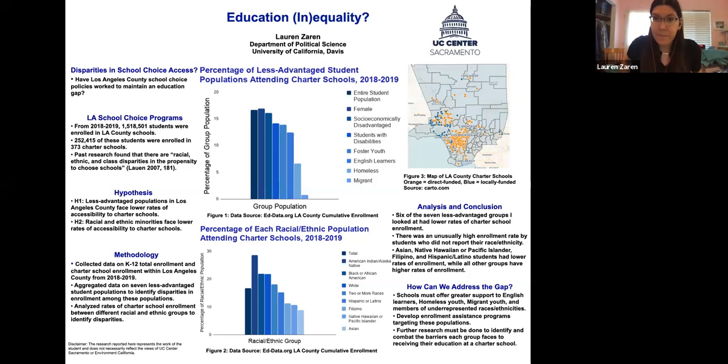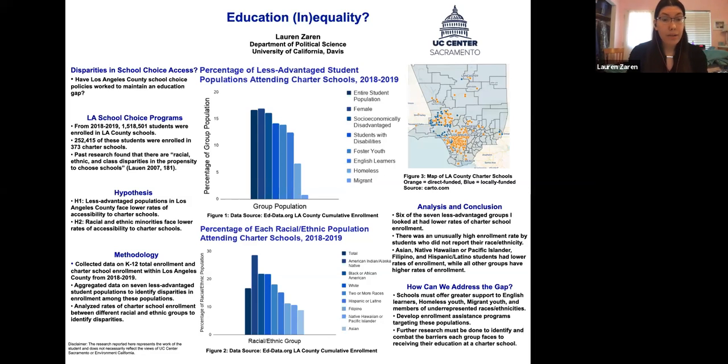All right. Good afternoon, everybody. My name is Lauren Zarin. I am a 3rd-year political science public service student at UC Davis, and my research focused on identifying if there is a gap between levels of enrollment in charter schools within Los Angeles County, between the general student population, students who are part of some less advantaged groups, and by race and ethnicity of each student.